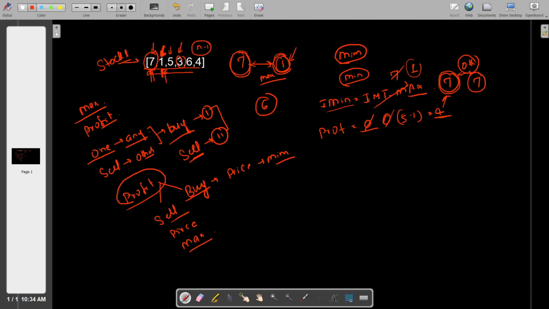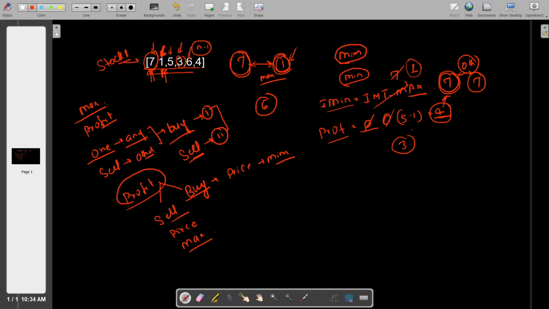So minimum doesn't update because the minimum is 1. So if we sell that stock on this day, then we get the profit of 3, and we have to maximize the profit, so take the maximum of these two. So maximum is 4, so profit doesn't change.